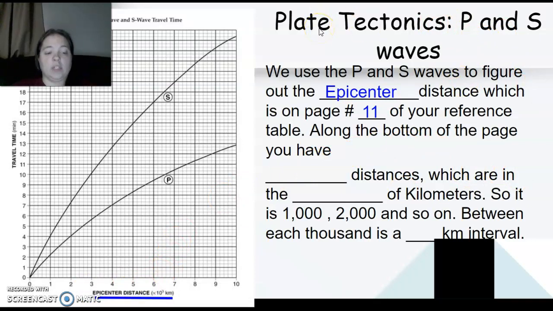The epicenter distance, it's underlined in blue right now, which are in the thousands of kilometers. How do I know it's the thousands? Well, these, like 1 would be considered thousands. And how do I figure that out? It's 10 times 3, 10 to the third kilometers.